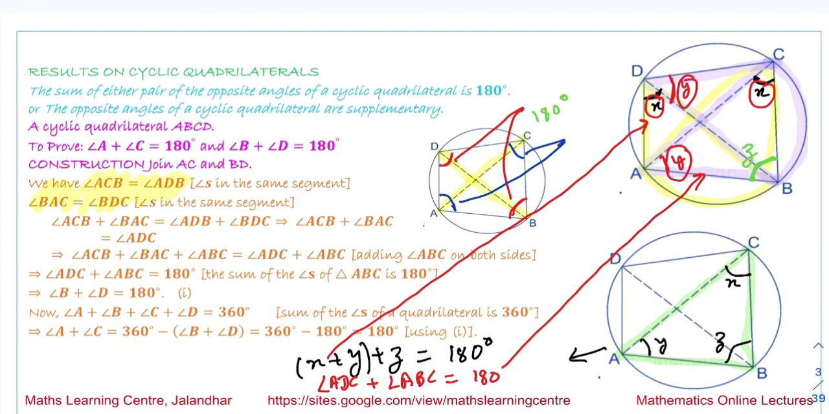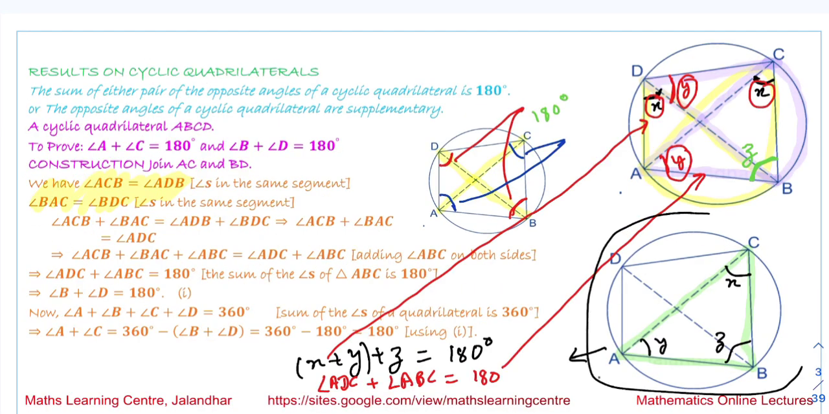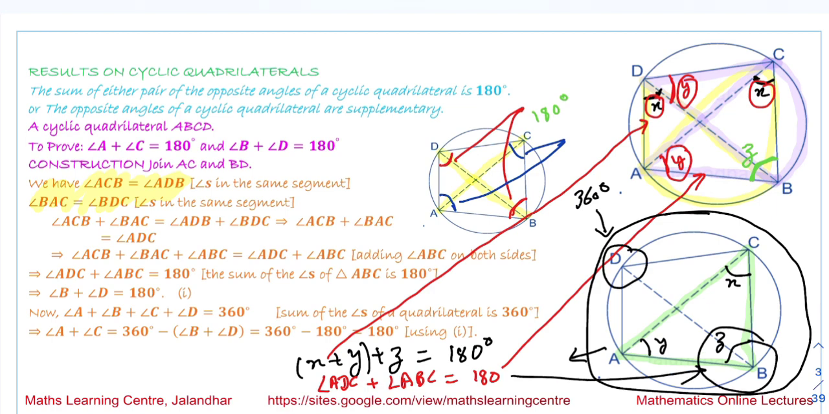Now the sum of all the angles of the quadrilateral ABCD is 360 degrees. The sum of the angles at D and B is 180 degrees. It means the sum of the angles at A and C will also be 180 degrees, and this is what we had to prove.